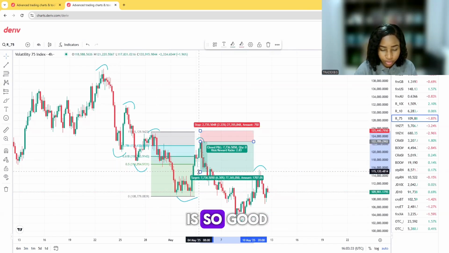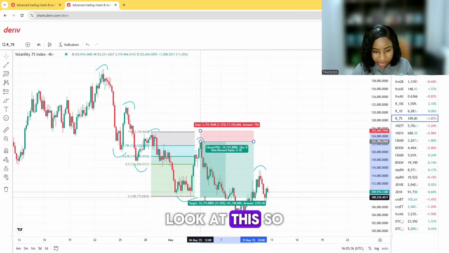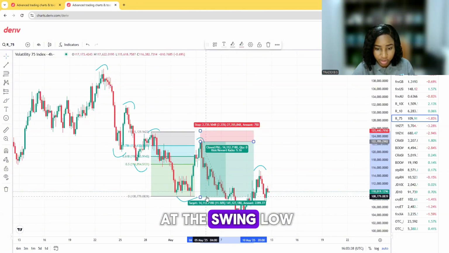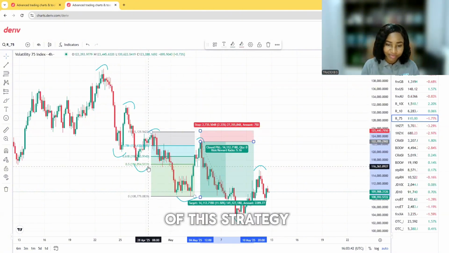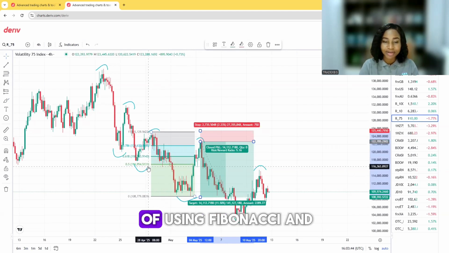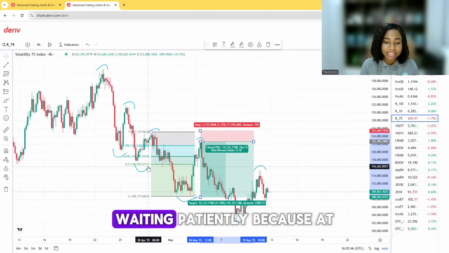Okay, look at your entry. Oh my God, this is so good. This is looking great. Look at this. So your target will be at the swing low. This is already a 1 to 5. So that is the beauty of this strategy. That is the beauty of using Fibonacci and waiting patiently.